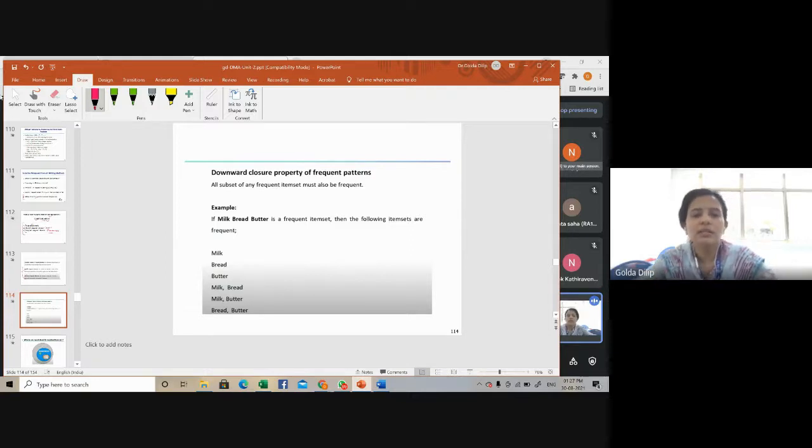So what it says is all subsets of any frequent item set must also be frequent. For example, if milk, bread, butter is a frequent item set, then the following items are also frequent, that is, the subsets of it. Milk is frequent, bread is frequent, butter is frequent, milk butter is also frequent, milk bread is frequent, and bread butter is also frequent. The respective subsets are also frequent. So that's what this tells you.